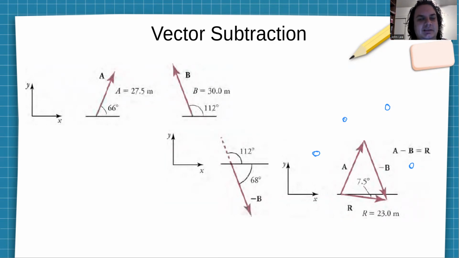So just like how 6 minus 3 is the same thing as 6 plus -3, A minus B is the same thing as A plus -B. So you just flip the B vector so it's pointing in the opposite direction, and that is going to give us our final vector A minus B.